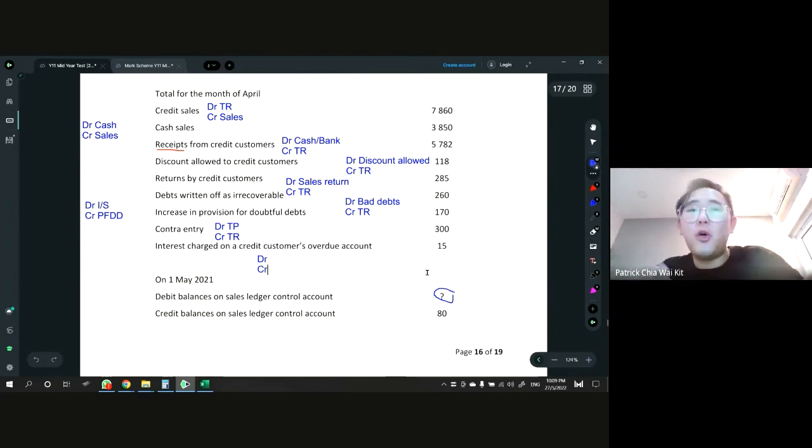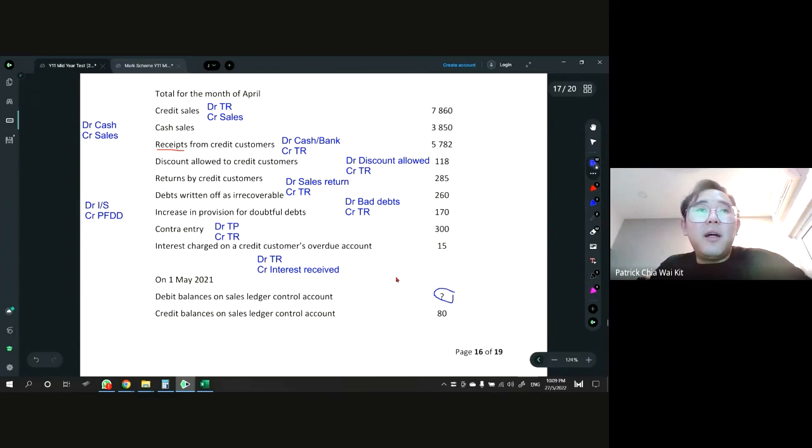So interest. We charge the customer. This is interest received. Interest received is always a credit because it's income. Okay, we are getting interest. So who do we debit? Now we don't get money, right? So we cannot DR cash or bank. So we DR TR. So they owe us. Okay, so this is how we do this.